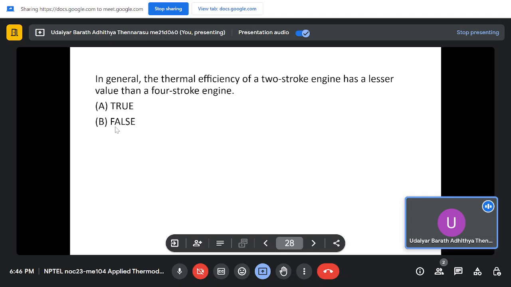The next question is, in general, the thermal efficiency of a two-stroke engine has a lesser value than a four-stroke engine. So this is true, as we already saw. In a two-stroke engine, the fuel will not be fully combusted, and you will have some exhaust gas also present inside the engine. So the answer is option A, true.